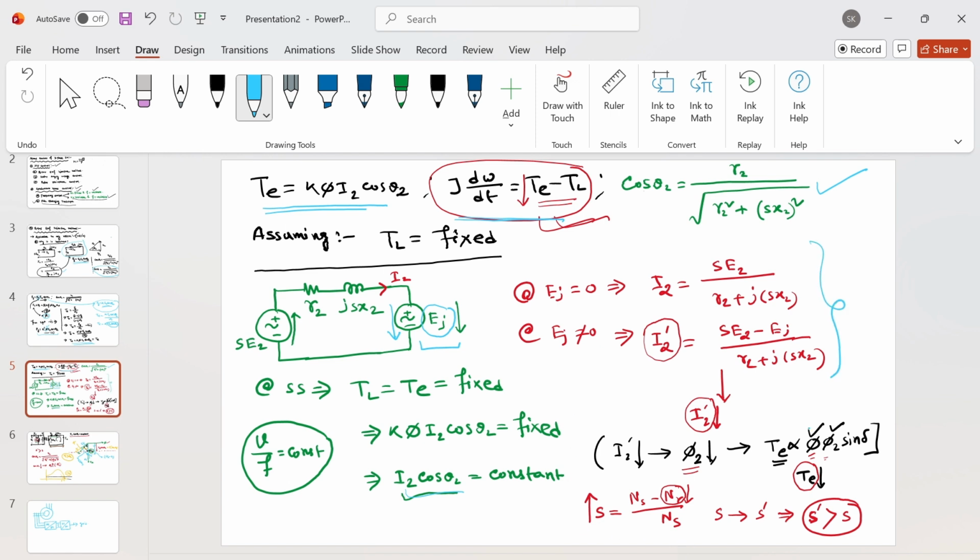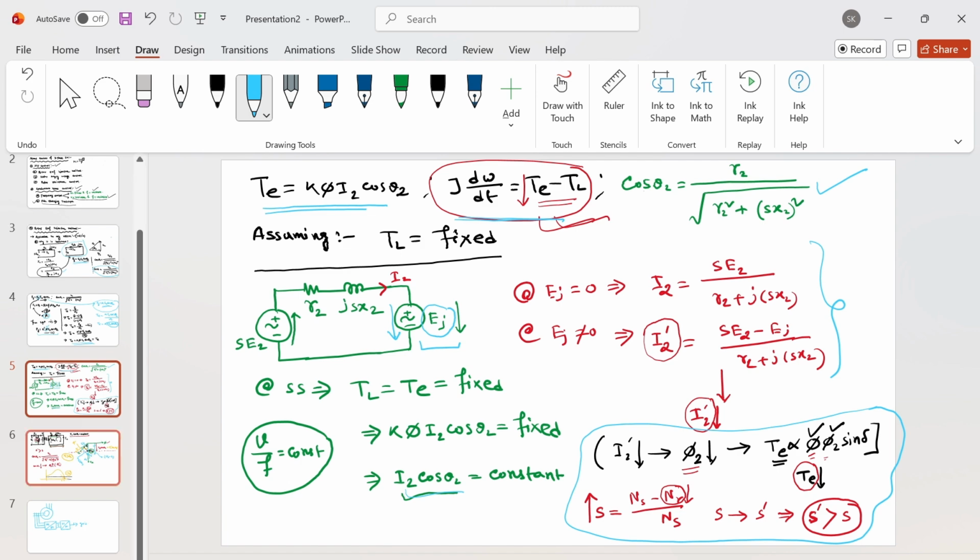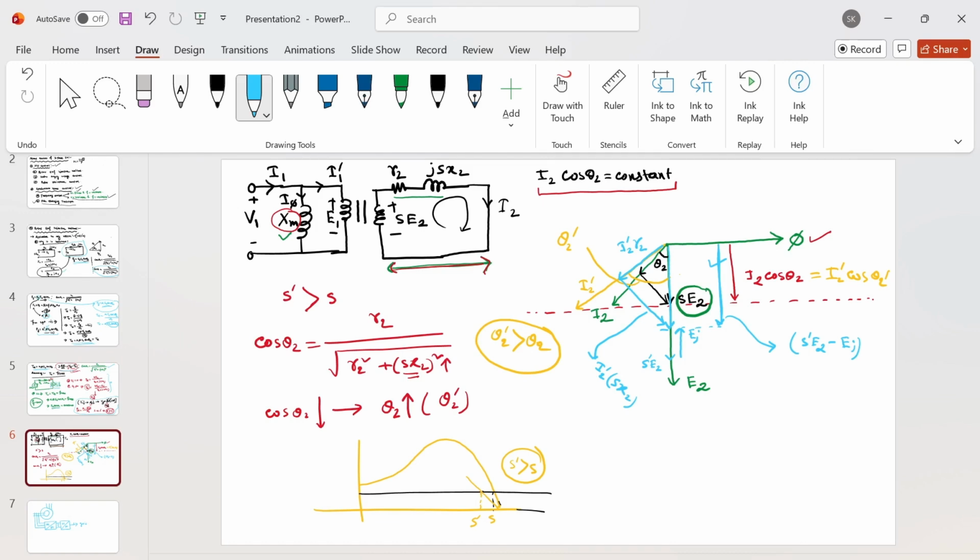And these are the transient phenomena. You have to understand how this transient is coming and how the slip is becoming more than the previous slip. And once you have more slip, then your operating speed will also decrease. Operating speed is decreasing, right? Slip will increase in this direction, and speed is increasing in this direction. So as slip increases, your speed will decrease.